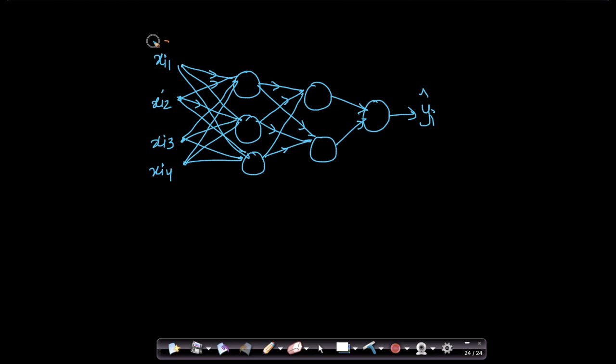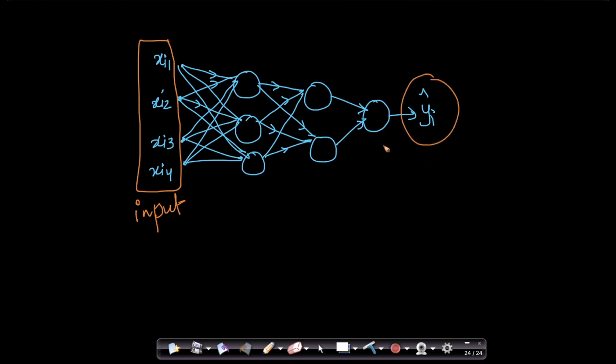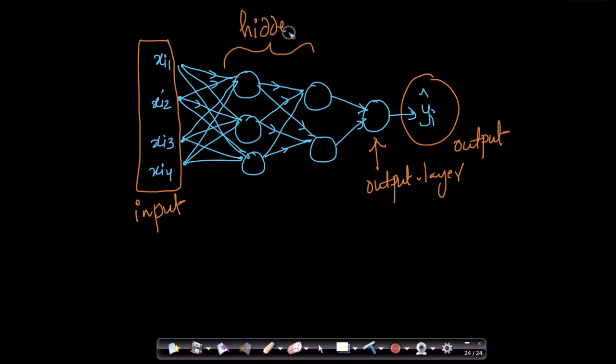Again, let's look at the terminology. This is called the input layer. We have seen this. This is the output, and this layer is called the output layer. Now these layers which are in between your input and output are called hidden layers, because they are hidden between input and output.